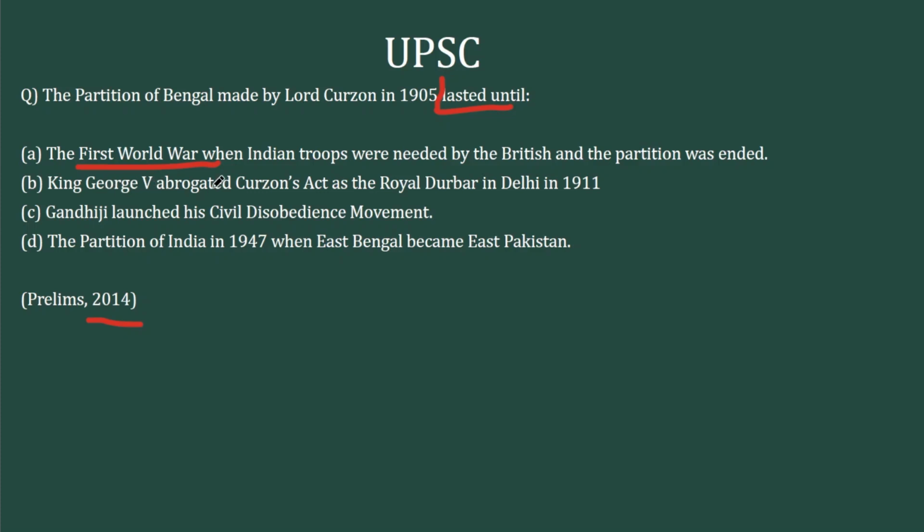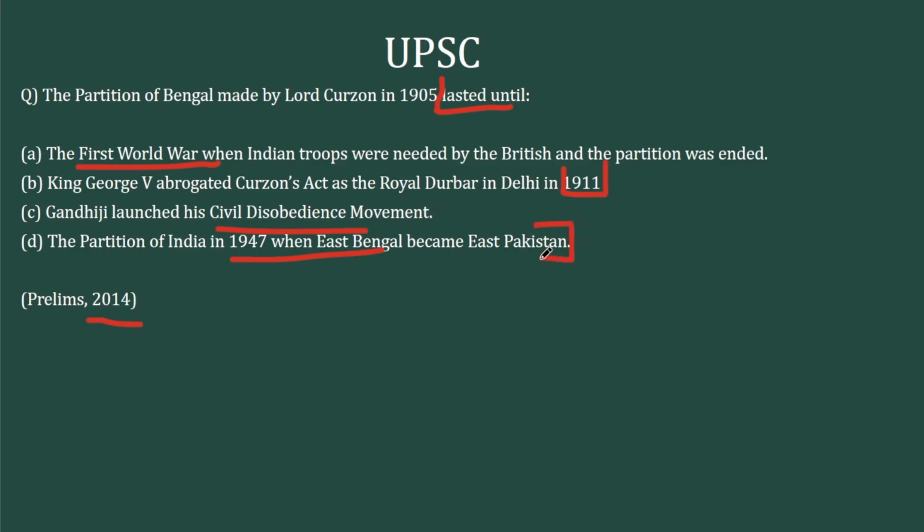Second, King George V abrogated Curzon's Act at the Royal Durbar in Delhi in 1911. Third, Gandhiji launched his civil disobedience movement. Fourth, partition of India in 1947 when East Bengal became East Pakistan. If you know the basic concept behind Bengal partition, this is an easy pick.